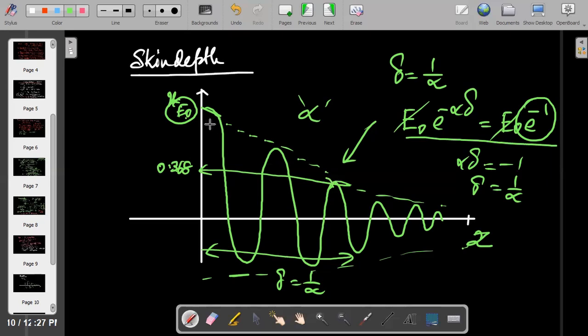So 0.368 means, look here, this is your 100 percent. When I am telling you this is your E naught, let's say this is 10 volt or 10. This amplitude is 10. Here it will come 0.368 times 10, which means 3.68. So your amplitude will decrease to 3.68 after what distance? That will be your skin depth. Okay. I think you have understood now. So this distance will be your skin depth, after which your amplitude will decrease to 36.8%. For good conductor, I will do later.